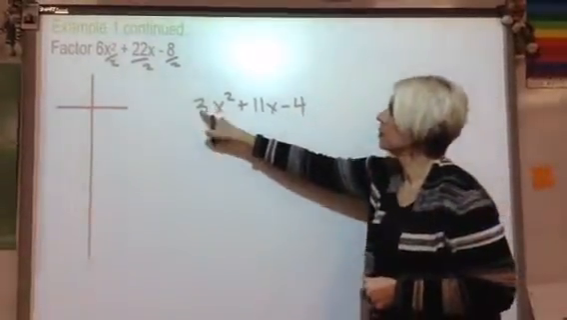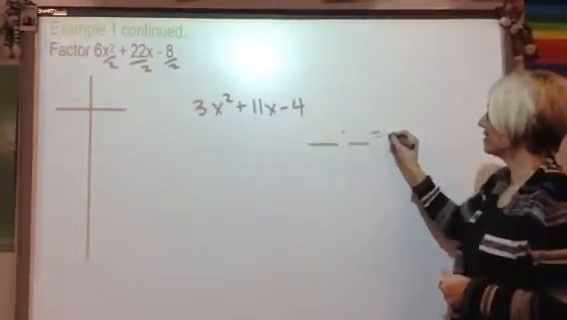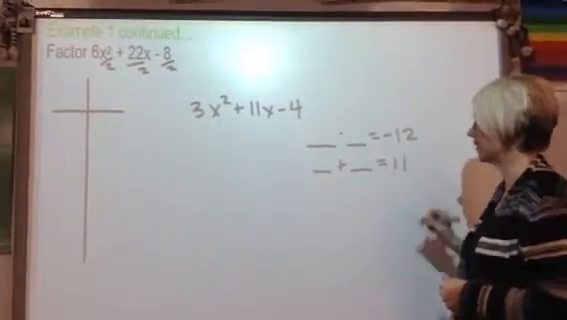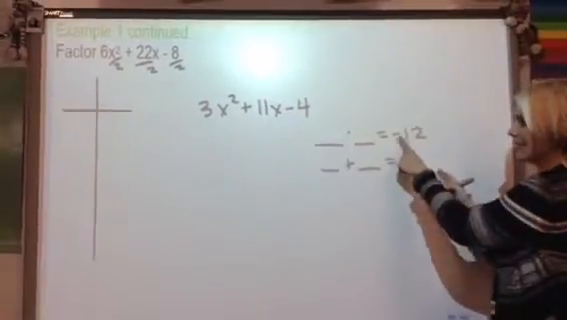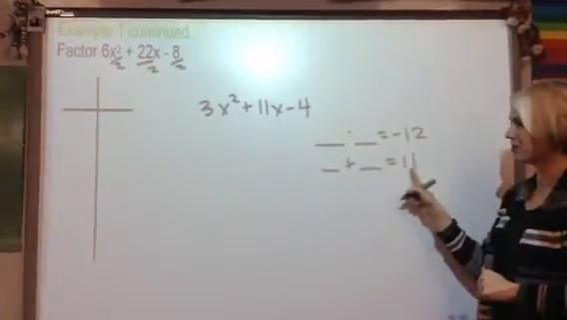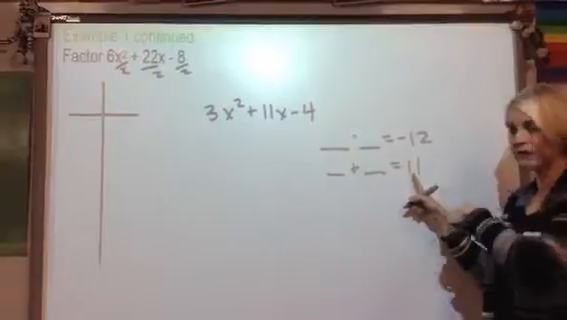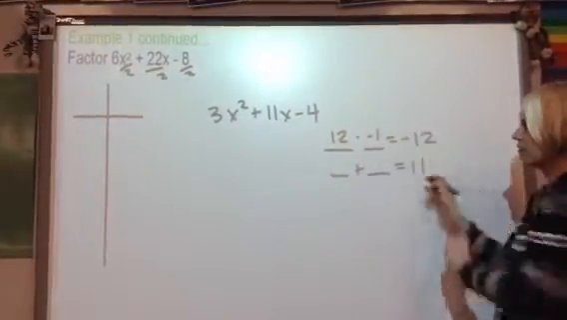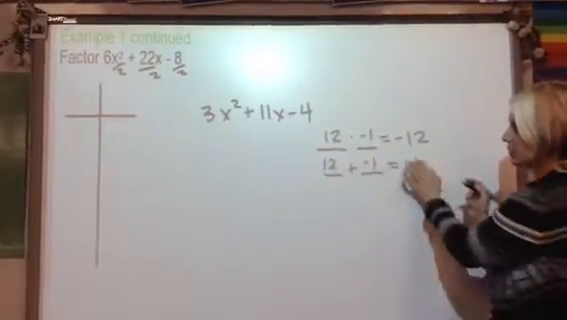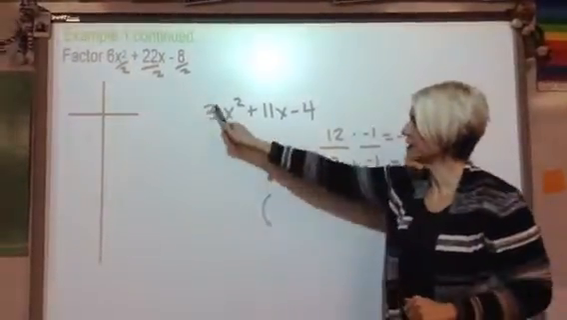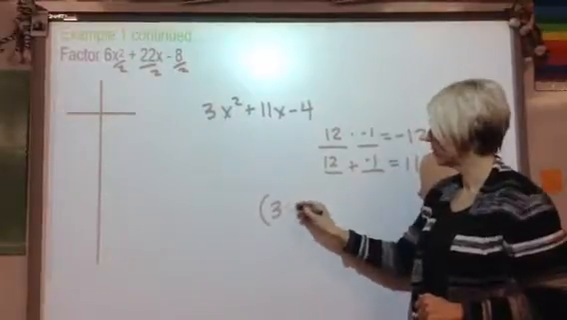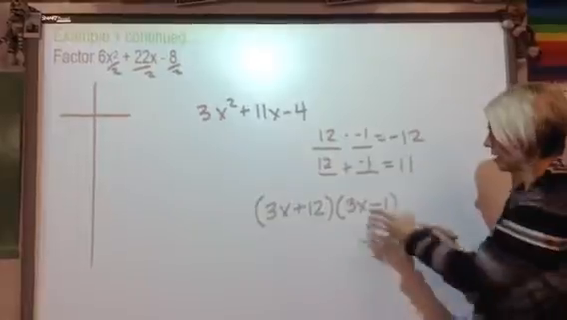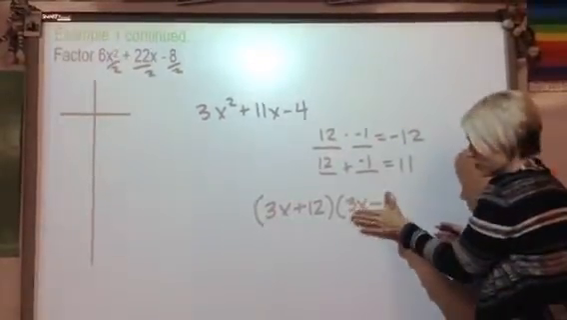So we're looking for a times c here, a product of negative 12 that would give you a sum of a positive 11. Well, if you think about it, one of them has to be negative, and we want this positive result, so the larger number will have to be the positive number. And if you think about 12 and negative 1, that would give you a negative 12, and 12 minus 1 is 11. We do have to keep this term out front, so we have 3x plus 12 and 3x minus 1. Well, we know this is simplified, so this will stay.